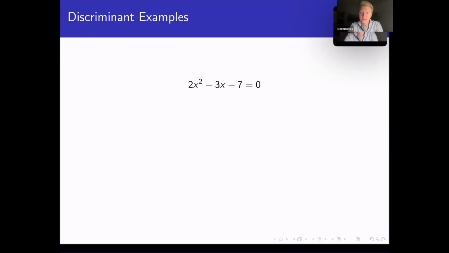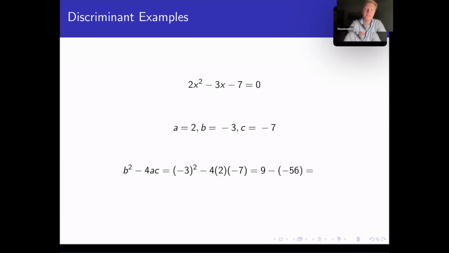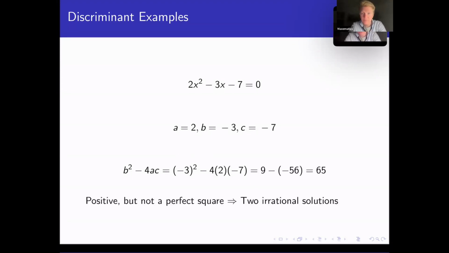2x squared minus 3x minus 7. A is 2, B is negative 3, C is negative 7. Again, don't worry about solving it. Let's just determine what kind of solutions we would get without going through all the work. B squared minus 4ac, plug in A, B, and C: we get 9 minus negative 56, 9 plus 56 would be 65. 65 is positive, but not a perfect square, so we get two real irrational solutions, but we don't really know the difference between real and complex right now.